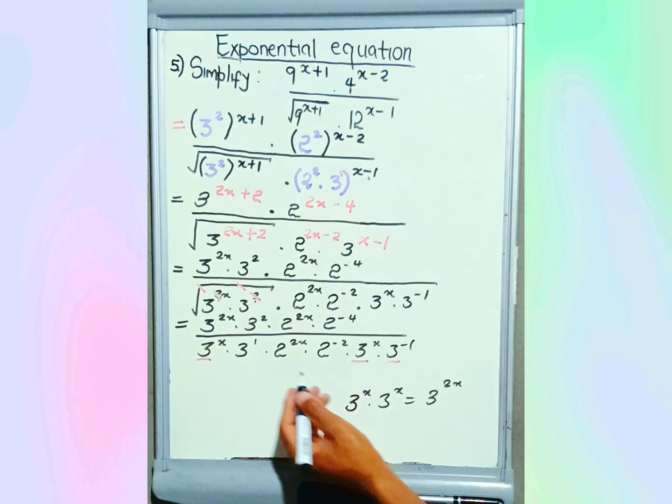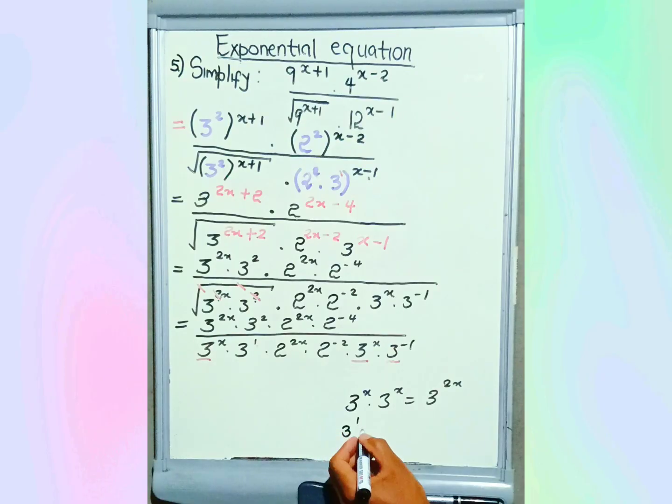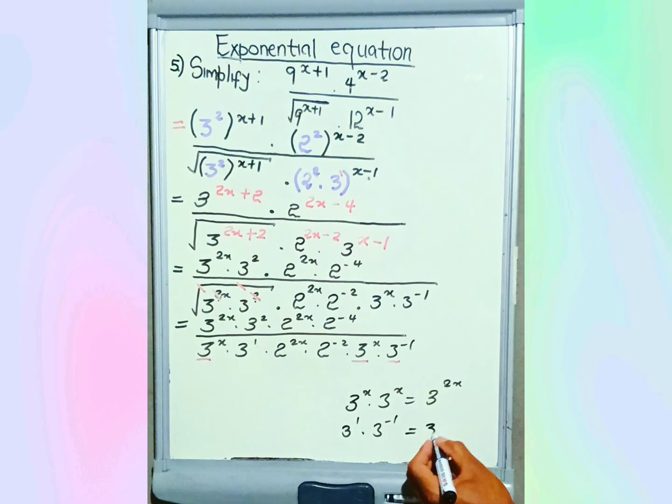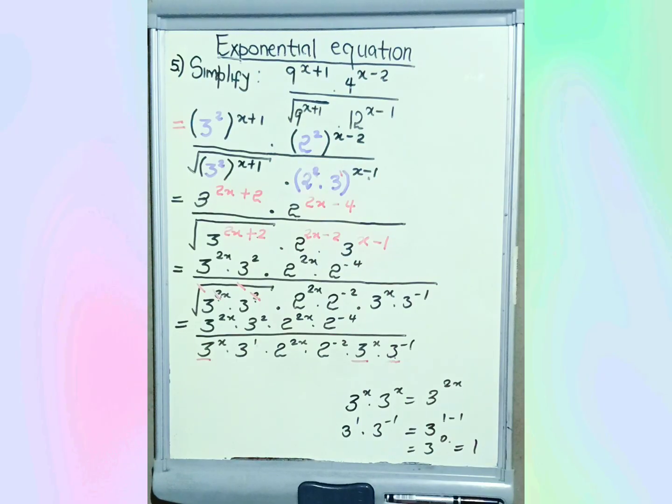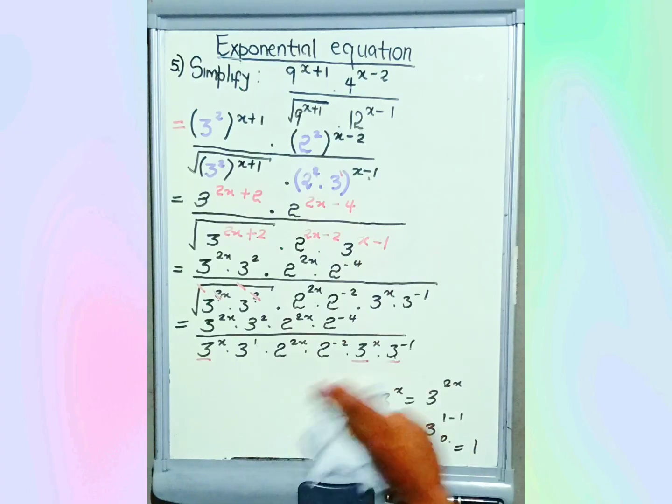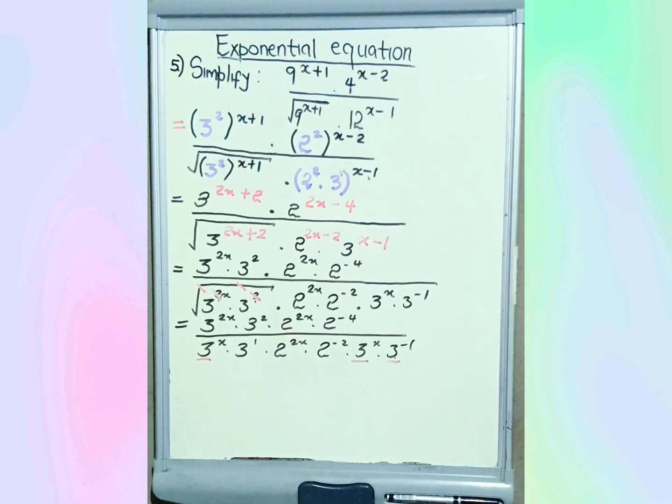All right, and also here I'm going to have 3 times 3 raised to negative 1. That is going to be 3 raised to 1 minus 1, which equals 3 raised to 0. Remember, this is the zero rule. Any number raised to 0 equals 1. Do you see that? That means this one is going to give us 1. It's not manipulating each other, it's just going to give us 1. Okay, let's go.